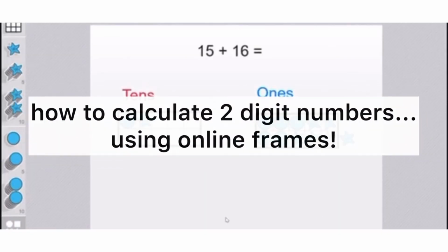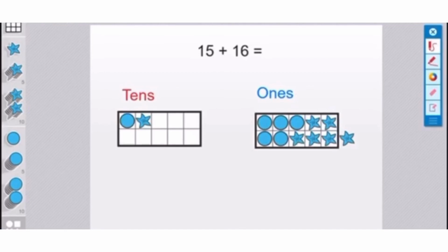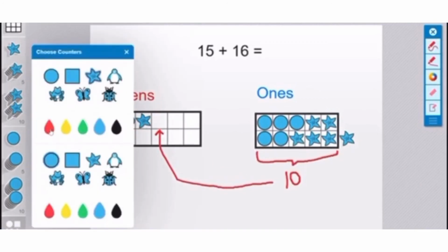Here is an example, 15 plus 16. We have 15 represented by the circles and 16 represented by the stars. So as you can see, we have 10 of those in ones. So we can combine that and turn it into 10. So this 10 will have to go into the tens area as 1 unit. So we will represent that by using a red star.